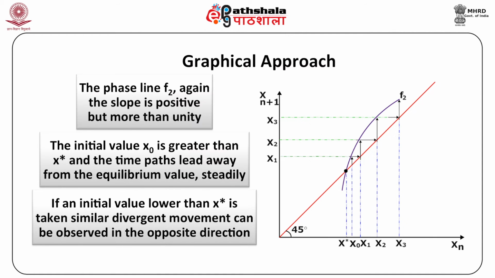For the phase line F2, again the slope is positive, but more than unity. The initial value x0 taken in this case is greater than x star, and the time paths lead away from the equilibrium value steadily. Also, if an initial value lower than x star is taken, similar divergent movement can be observed in the opposite direction.